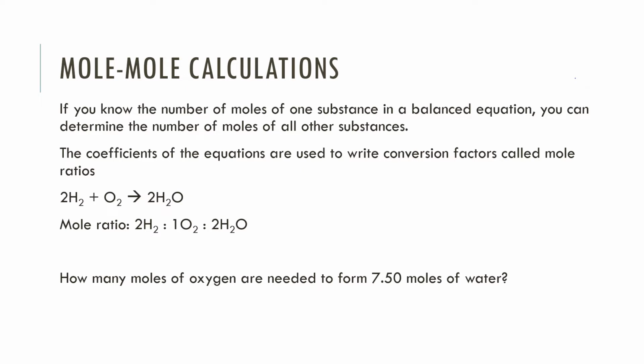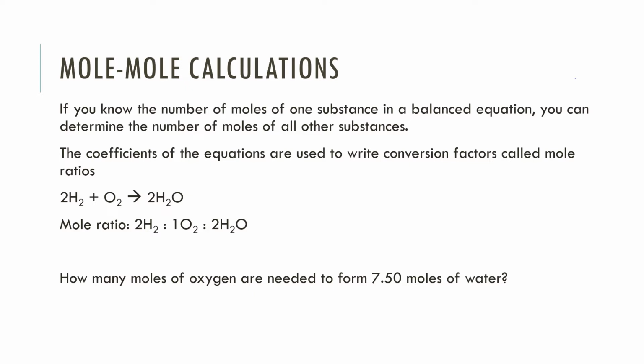So, knowing the stoichiometric ratios of equations, if we know the number of moles of one substance in a balanced equation, you can determine the number of moles of all other substances in that equation. If we look at this reaction here, we can see that 2 moles of hydrogen gas react with 1 mole of oxygen gas to produce 2 moles of water vapor. So we have a mole ratio of 2 hydrogen to 1 oxygen to 2 water.